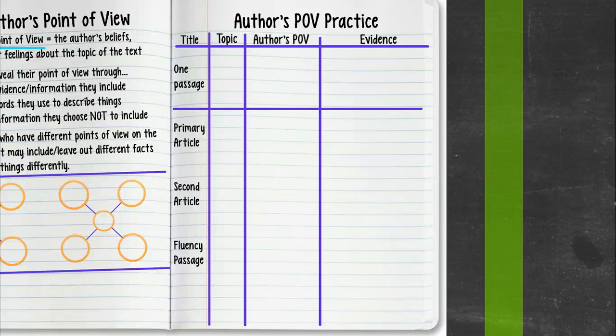What's the topic? What is the author's point of view? What does the author feel or think about that topic? And then what evidence do you have to back it up? And again, please make sure you remember I'm looking for 3 pieces of evidence, and they need to be really specific and really detailed for you to get credit.